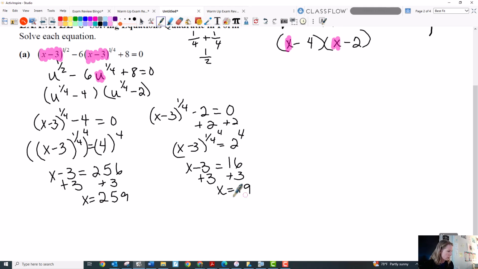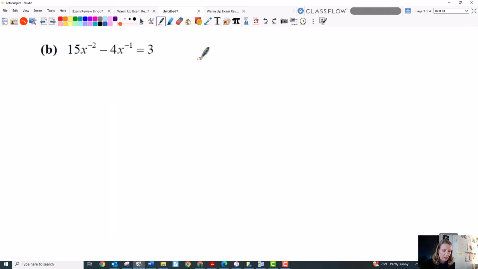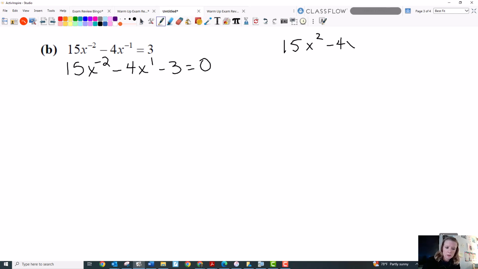So let's look at another one. This one's a little bit different, but it's the same basic premise. So what we're going to do is move the 3 over. Oh, not like that. Hold on, sorry. Minus 3 equals 0. So that's similar to this. Now it does have a number in front, so it's harder. So I'm just going to factor this guy first.